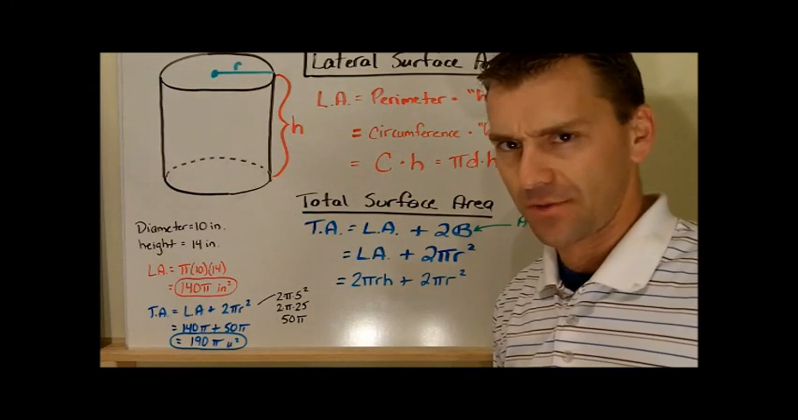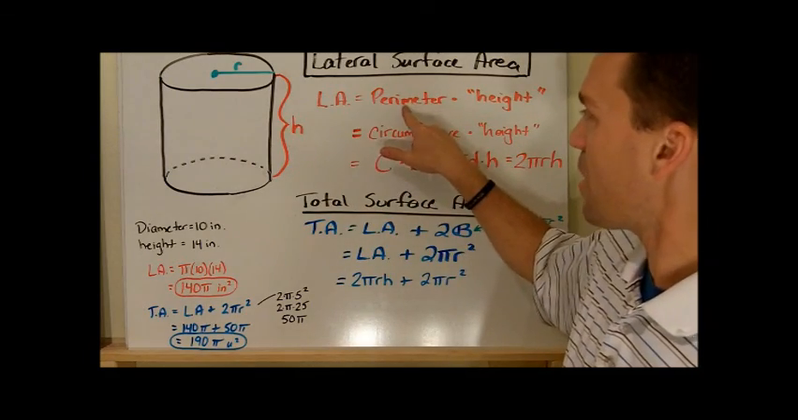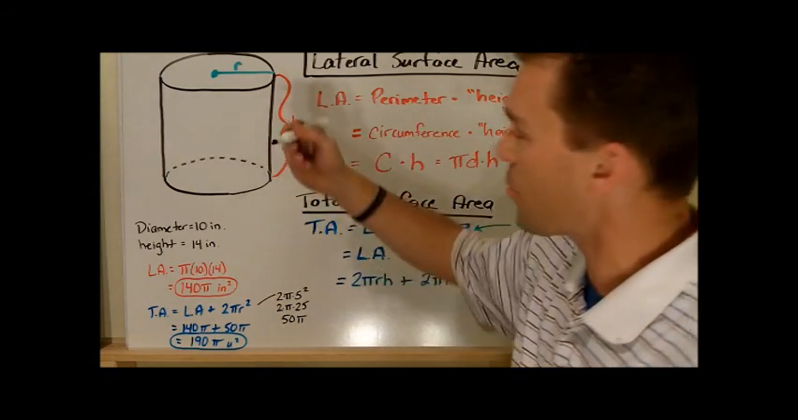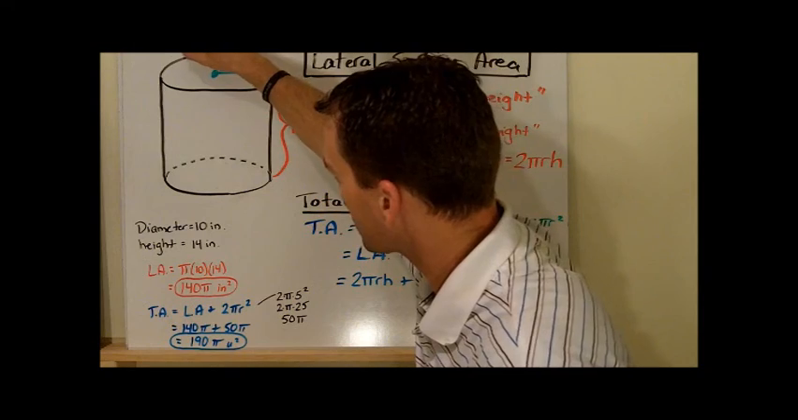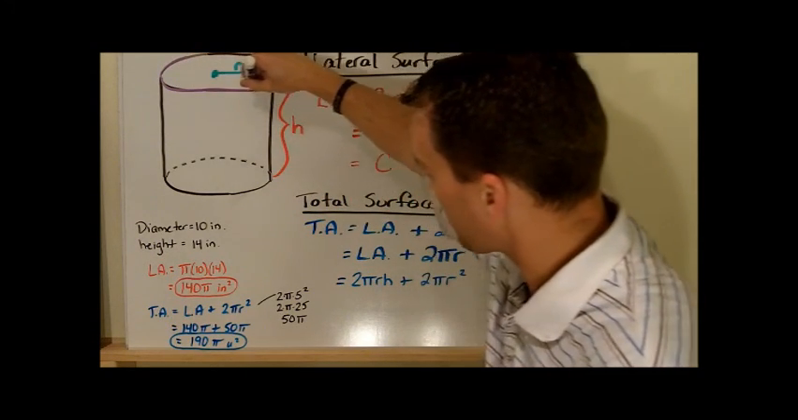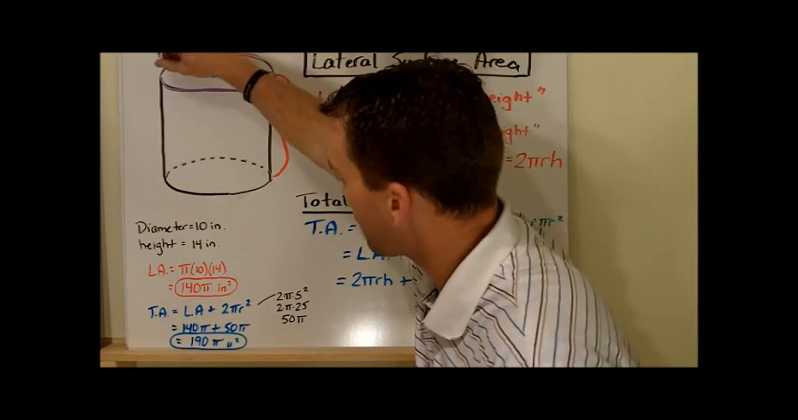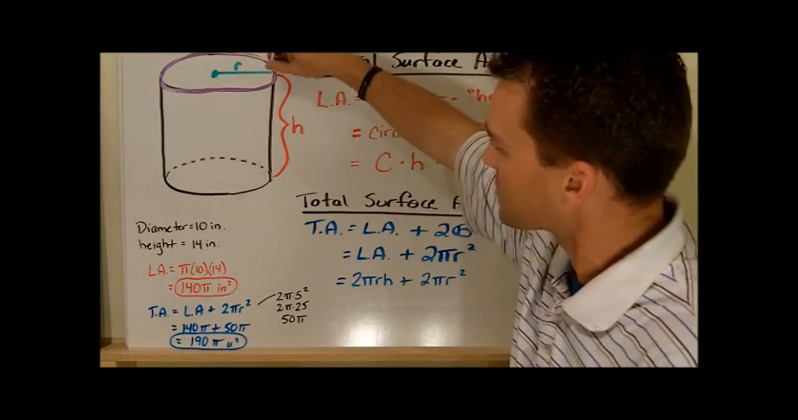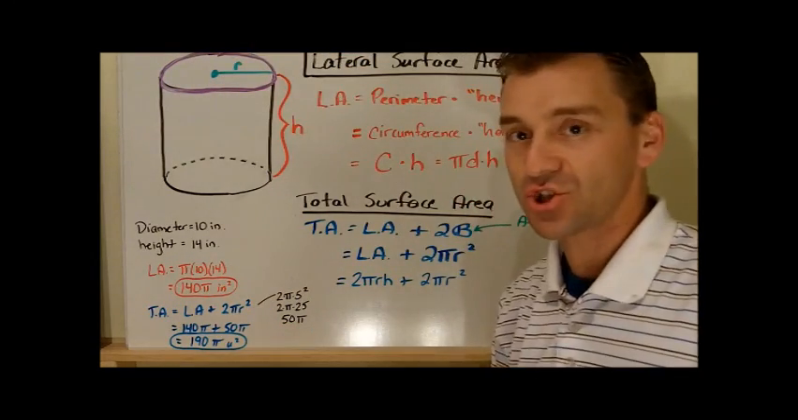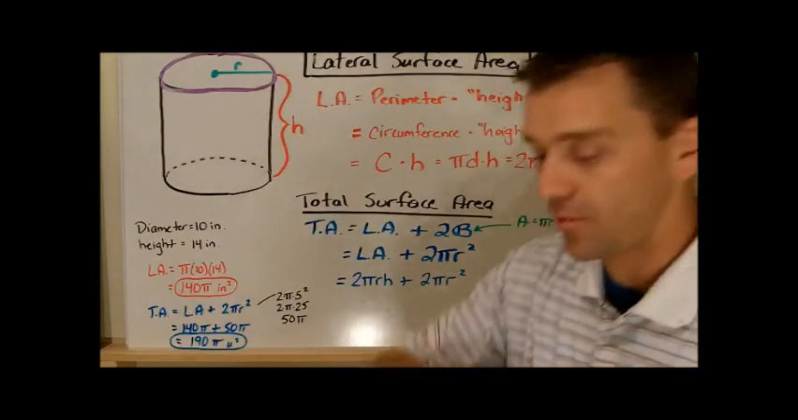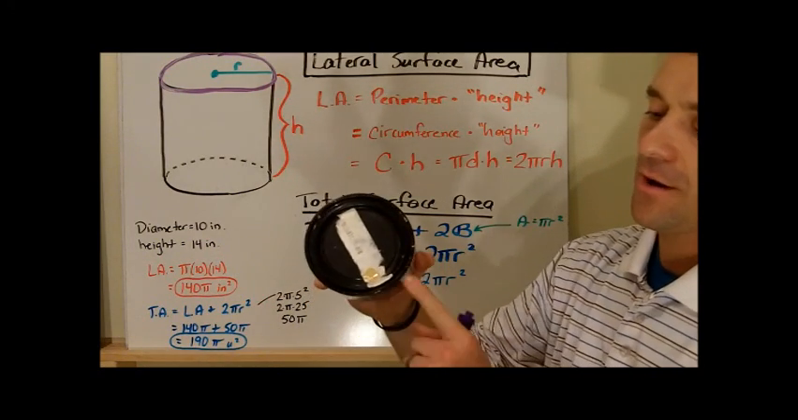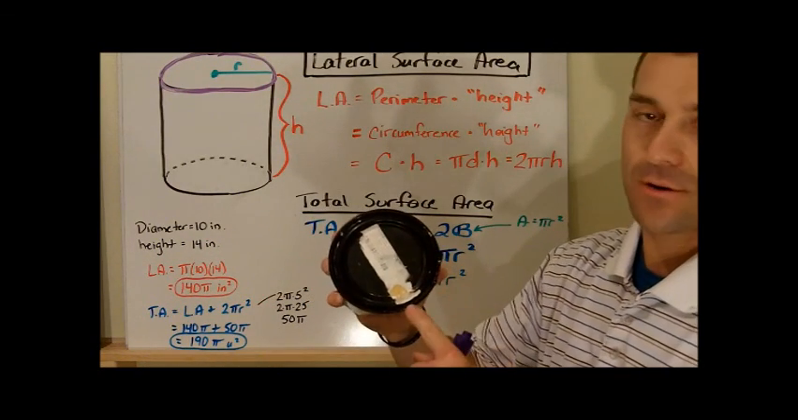But wait a minute, let's think about this. The perimeter of this cylinder is nothing more, kids, than this. It's this piece right here. Now, if you look at that shape, what is that purple thing that I'm drawing? Well, that's just the rim, if you will. It's just the rim of this particular cylinder.